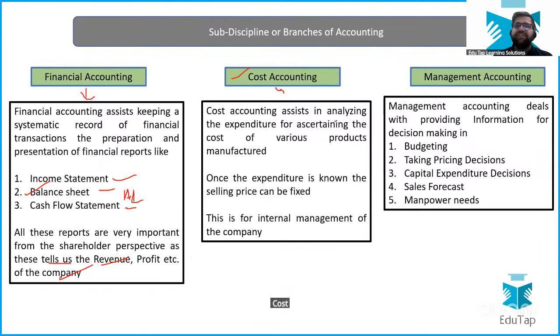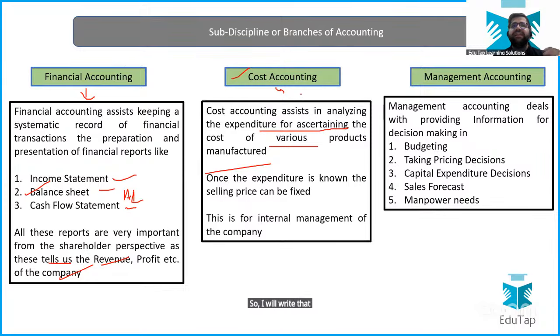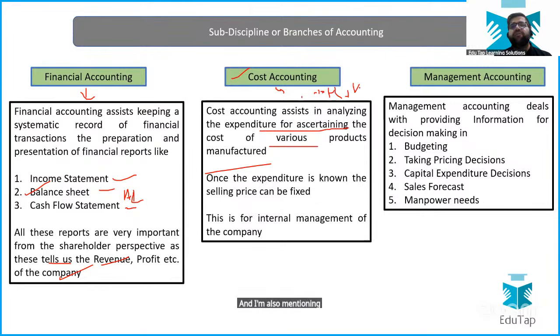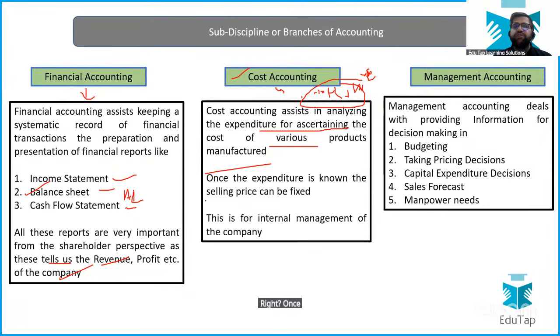Cost accounting assists in analyzing the expenditure and ascertaining the cost of various products manufactured. So I will write that in the initial stage the cost was rupees 10, then it was 20, then it was 30. And I'm also mentioning my profit as rupees 40. So I will combine all of this and make my selling price. Right? Once the expenditure is known, the selling price can be fixed. This is for internal management.